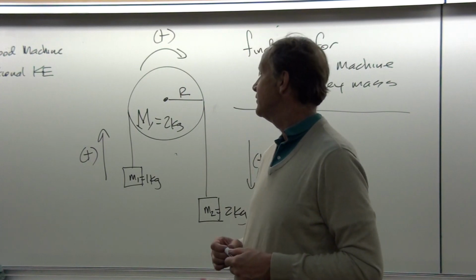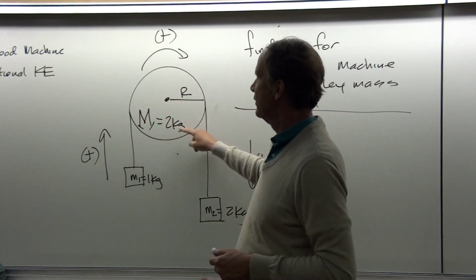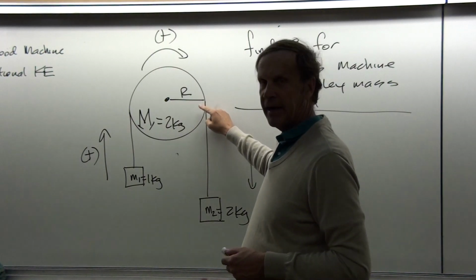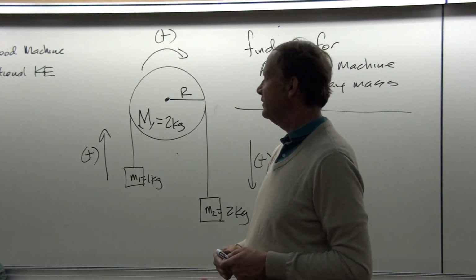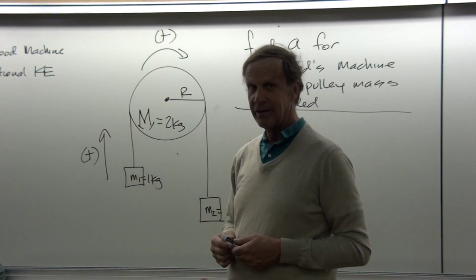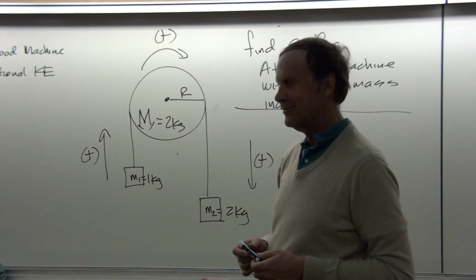And we know how to do that because we can look at the sum of the torques acting on the pulley. That's equal to I alpha. And we can look at the sum of the forces acting on M1 and M2. And so that's going to give us three different equations. Okay, and so the question then is, how many unknowns do we have?